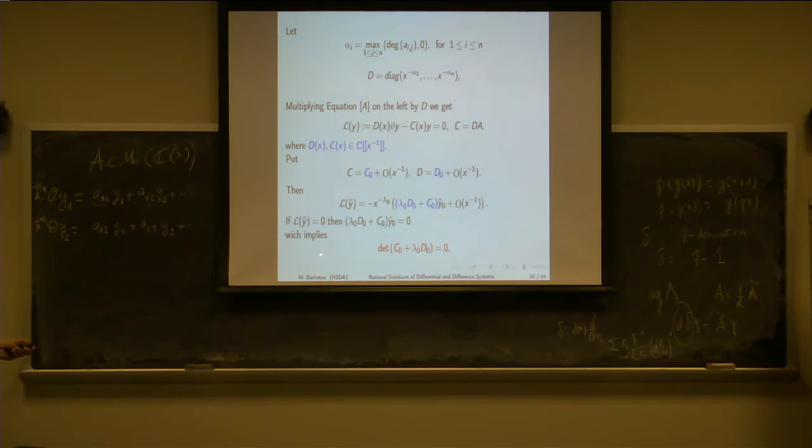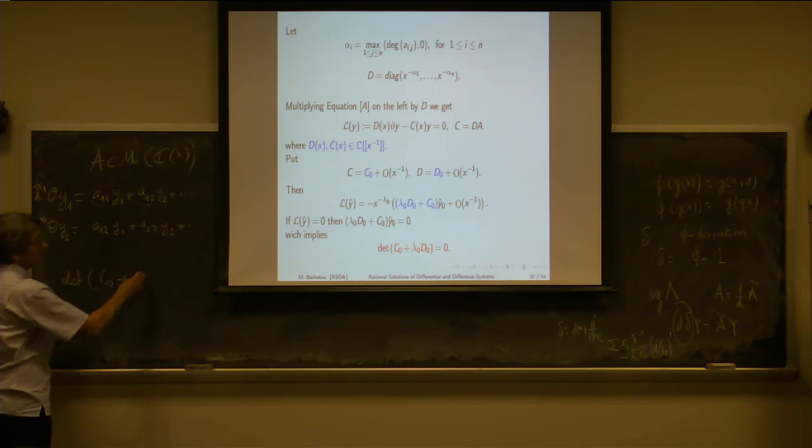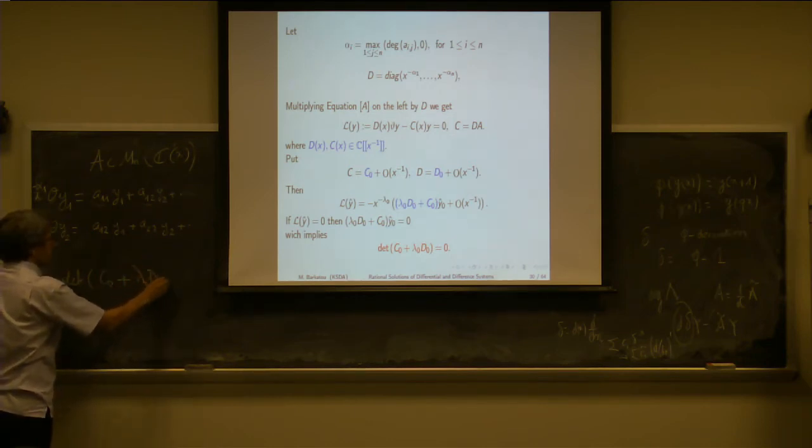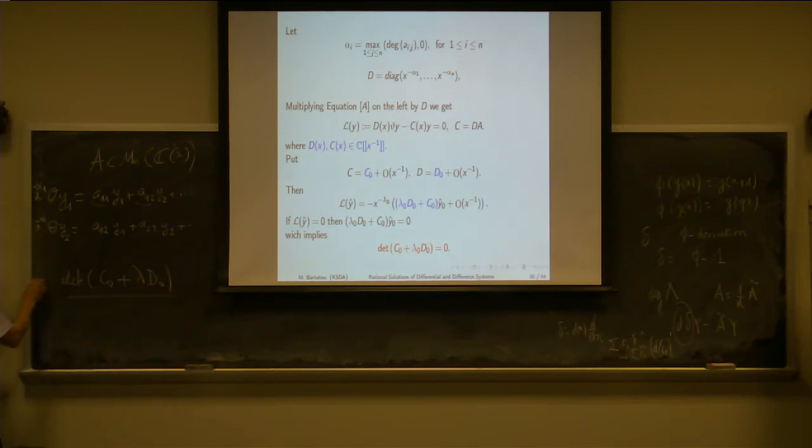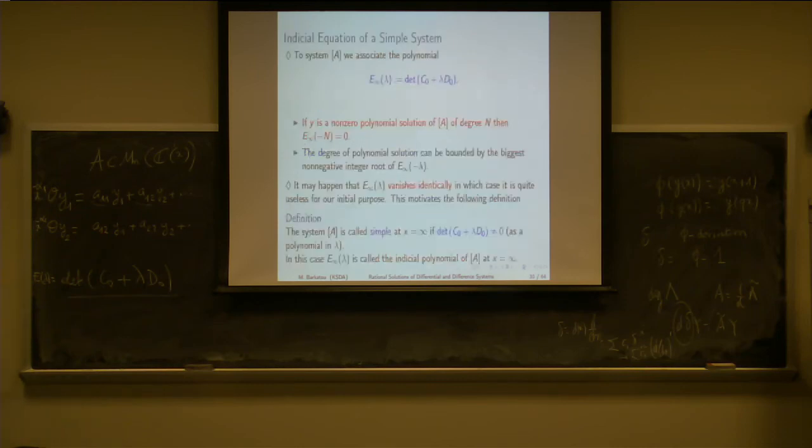Okay. So we have a candidate for our initial equation. Just take the determinant of D0 and C0. So this is a polynomial in lambda of degree at most n, and so lambda 0 must be a root of this. Okay. The only problem, so okay, this is what is written in this slide.